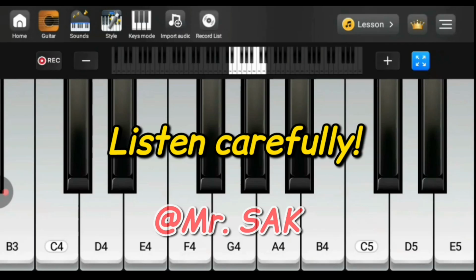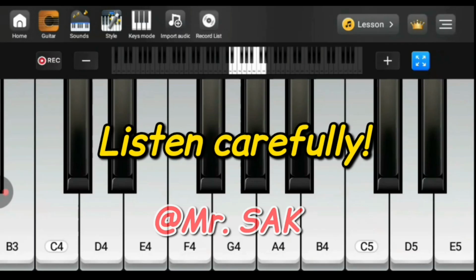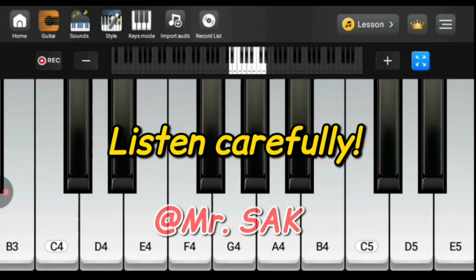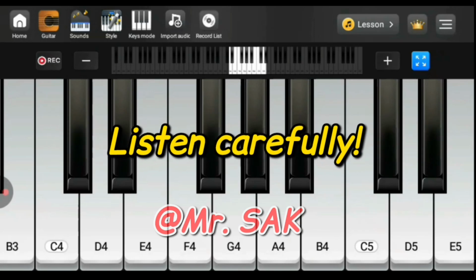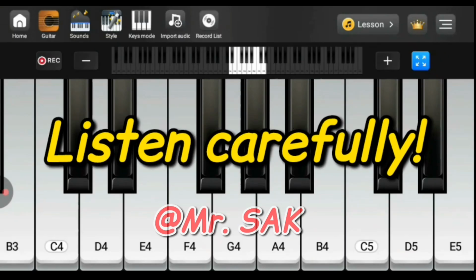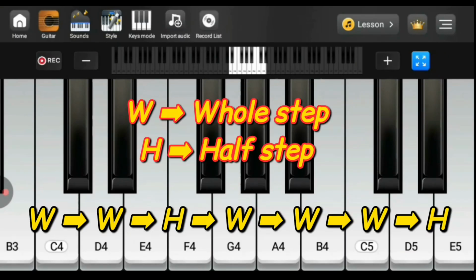Now, understanding this interval pattern or formula will help you to be able to build the major scale of any note on the keyboard or piano. This formula pattern is whole step, whole step, half step, whole step, whole step, whole step, and half step. Let me explain what a half step and a whole step mean.